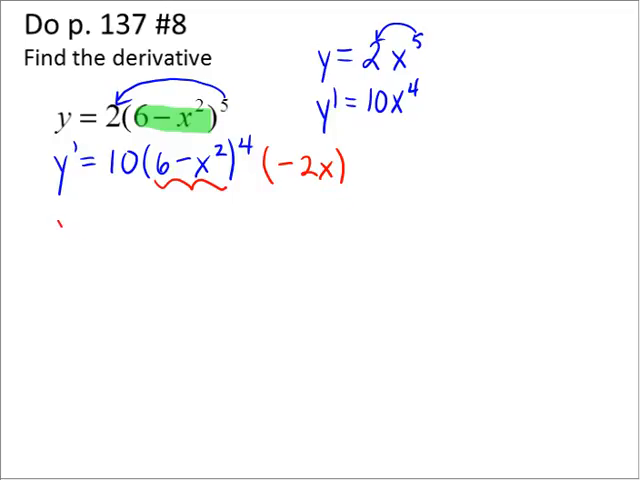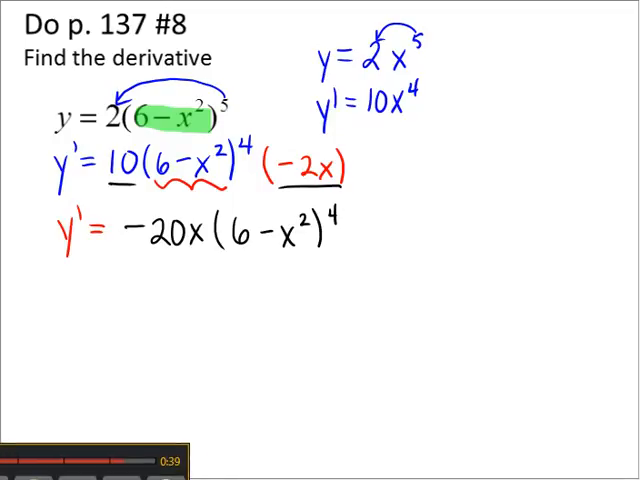I'm not going to leave my answer in this form, however you could. I'm going to go ahead and simplify it. I'm going to go ahead and multiply the 10 times the negative 2x, which gives me a negative 20x. And then I'll just go ahead and leave this as 6 minus x squared to the 4th power. I will continue on with some more examples on the second video.